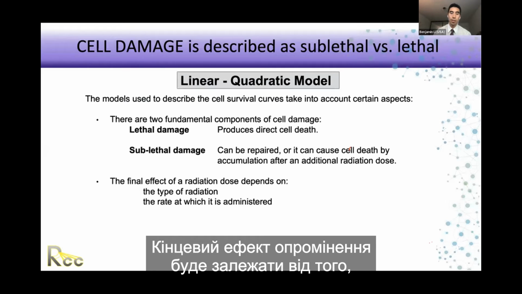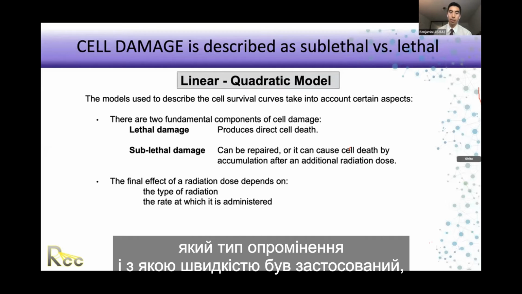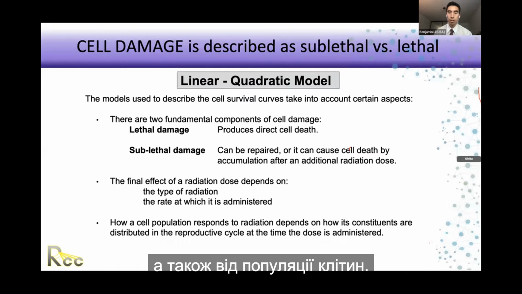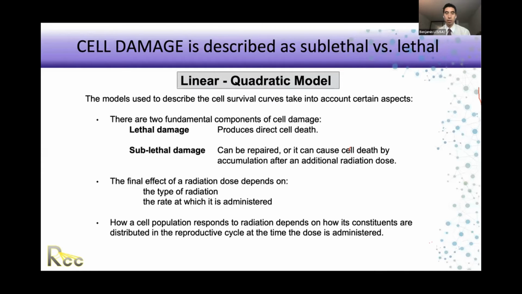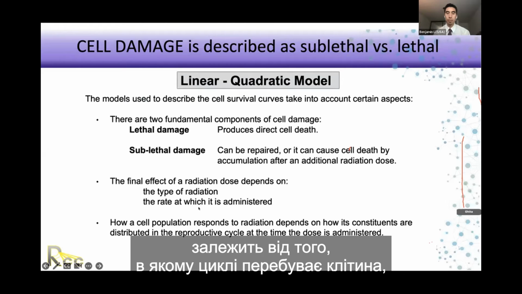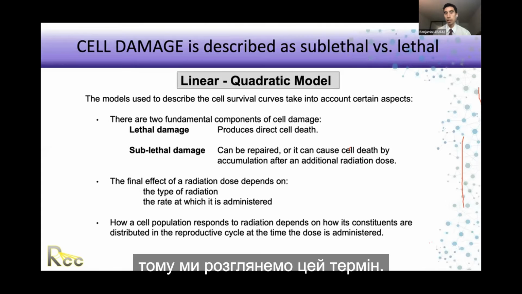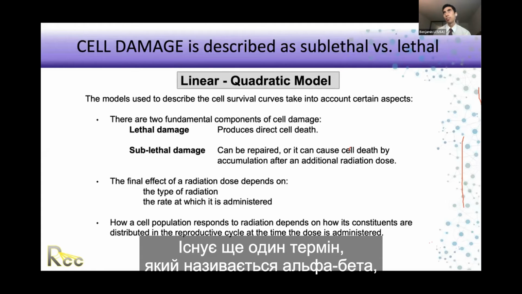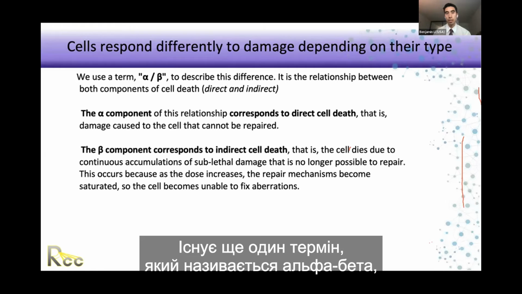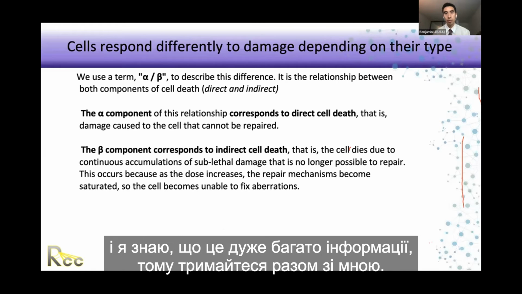The final effect of radiation will depend on what type of radiation and the rate that it was administered, and the cell population depends on what cycle the cell is. So we'll get into this. There's another term called alpha beta. And I know this is a lot of information, so stick with me.